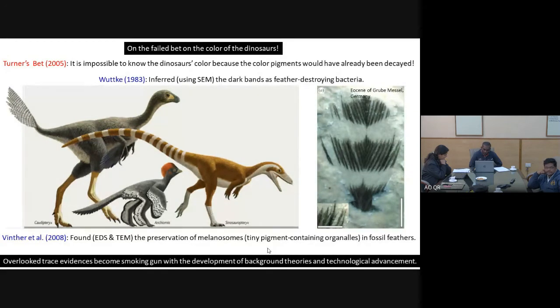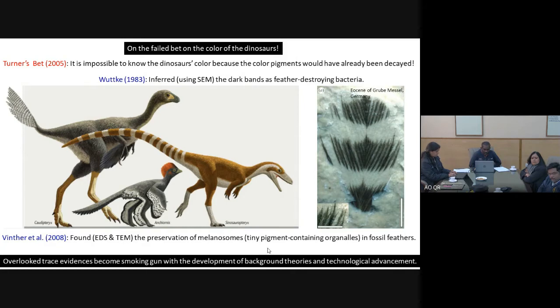Woodke, who studied the fossil feather of the dinosaur. On the right-hand side, there are dark bands and light bands. He studied them using SEM. The dark bands had feather-destroying bacteria. So the feather was already destroyed, and all the color pigments would have already been gone. Woodke mentioned that the color of the dinosaur is difficult to infer. Based on this study, Turner made a bet: it is impossible to know the dinosaur's color. Now we will discuss in detail what we can learn from this case study.